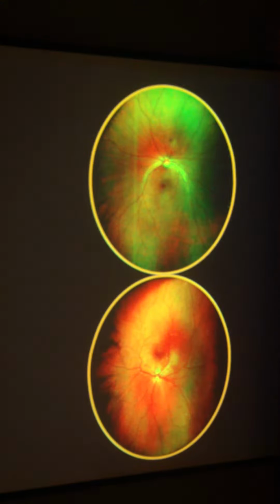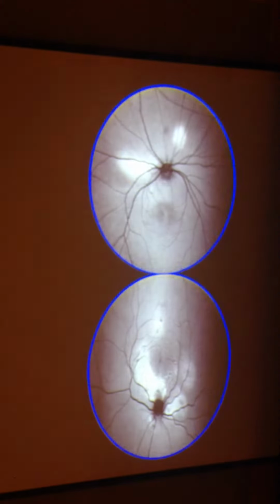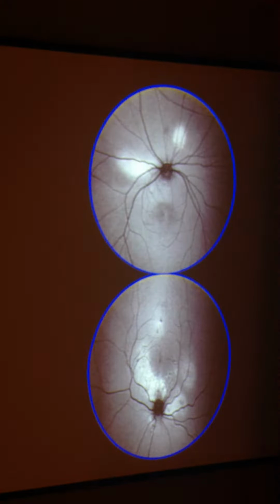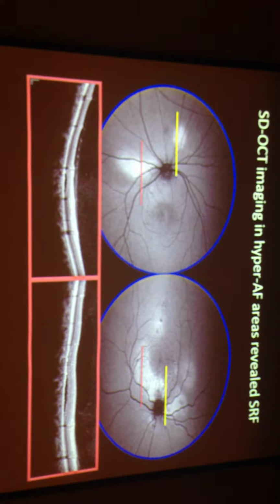So you can see in these color fundus photos, and clinically, sometimes it may be difficult to see where the areas of activity are, but when you do the autofluorescence, you can see very clearly the hyper-autofluorescence patterns, which correlate with areas of subretinal fluid. You can see that, and here, and over here, subretinal fluid.